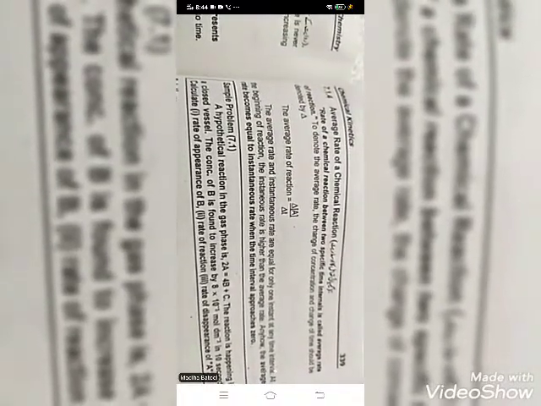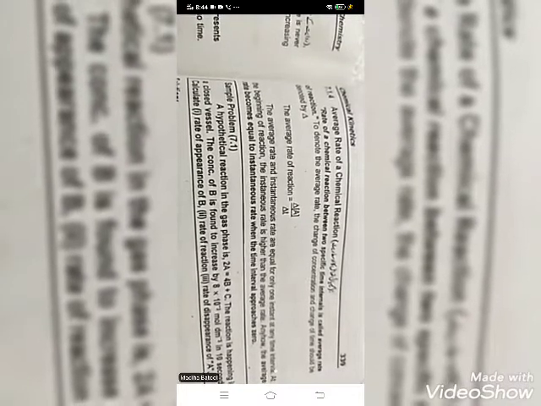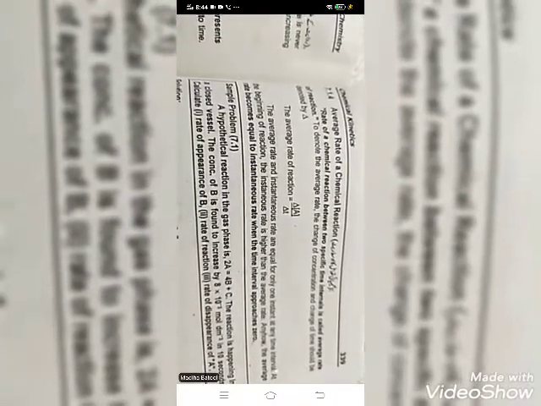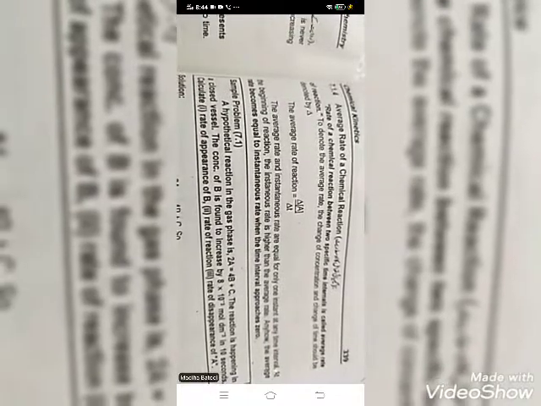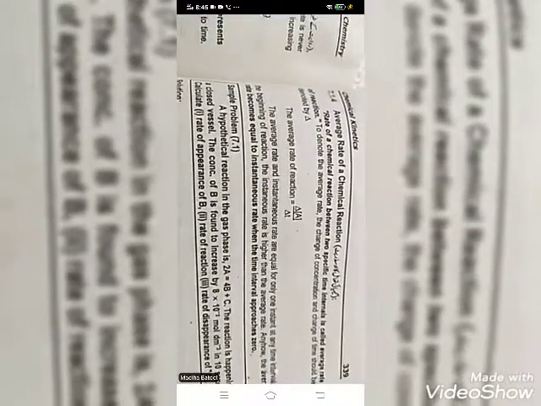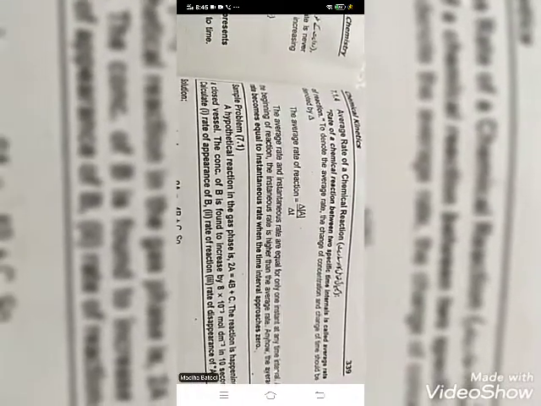What is the average rate of a chemical reaction? It is the rate of a chemical reaction between two specific times. Specific time means, say, from 2 to 3. You observe the reaction at 2 seconds, and after some seconds you check the reaction again, then it becomes the average rate. We represent this with delta, the average rate of a reaction.